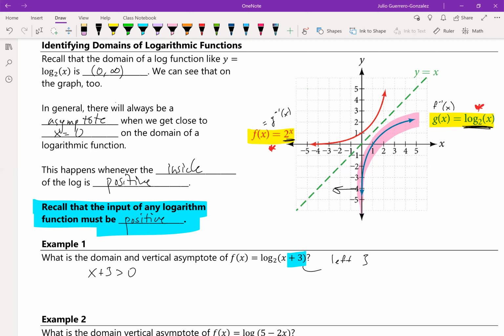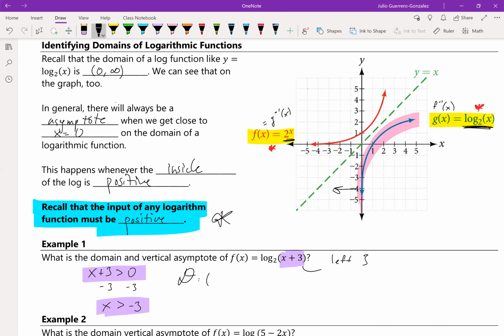Using this rule, we want everything in our logarithm to be positive. The thing that's inside of our logarithm is this stuff right here, so that's the thing that we want positive. Hence the reason why we need to solve this inequality right here. We need to do minus 3, so x is greater than negative 3. So this right here gives us our domain.